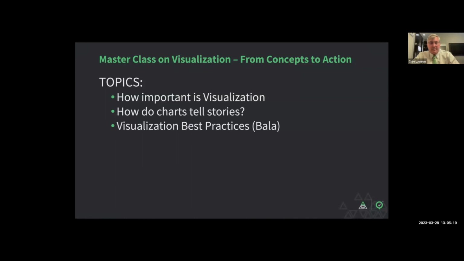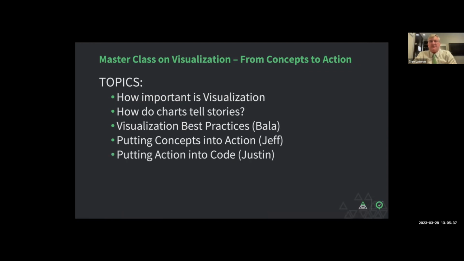Bala's going to talk about visualization best practices. These are things you can use in your day-to-day activities at work and as you create charts for your data. Jeff's going to talk about putting those concepts into action, and as we all know, putting product into action is nothing without putting action into code. So Justin's going to talk about turning our products into code. So we're going from concept to execution today.